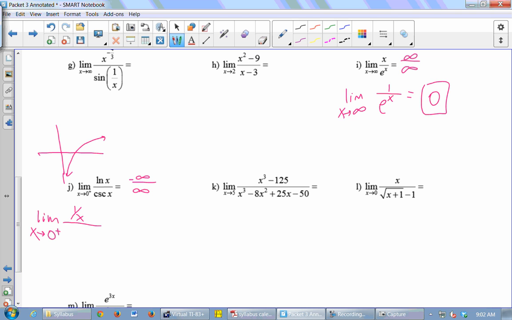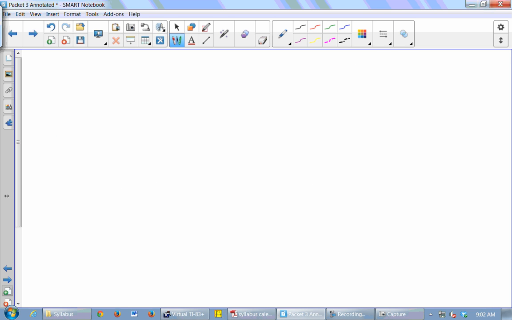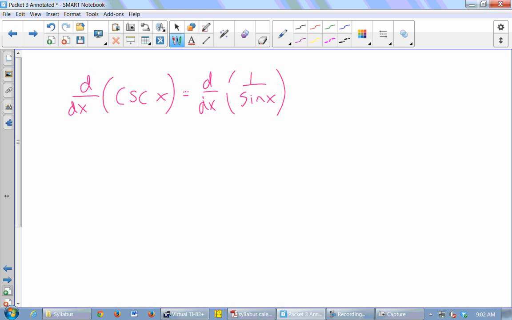All right, let's derive it. I want d dx of cosecant x. This is d dx of 1 over sine x. I could use a quotient rule, right? I'm going to have some zeros pop up because my numerator is a constant. Or I could write this as d dx of sine x to the negative 1 and use the power rule. You can do whichever one you like.